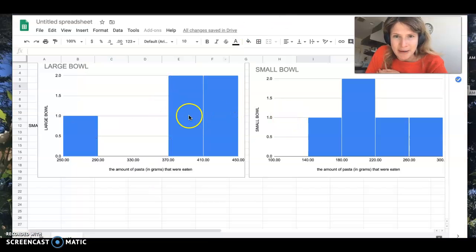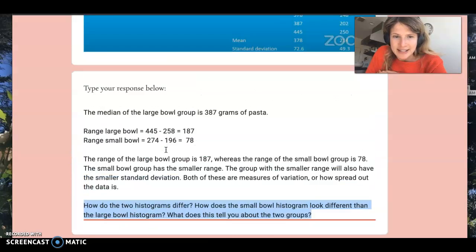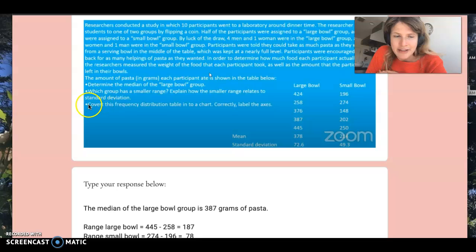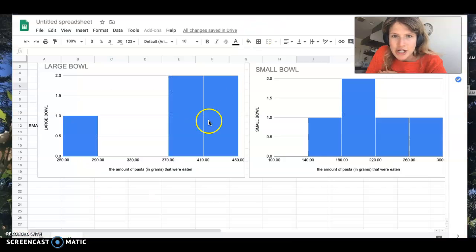So how did the histograms look different for the two groups of research participants? And what does this tell you about the two groups? So this is for you to answer as the last part of your question instead of this last bullet point. You don't have to create your own chart. Instead, you're going to be answering this last question. And I will include the screenshots of these two histograms in the Google form.